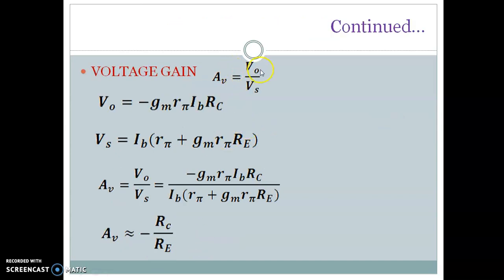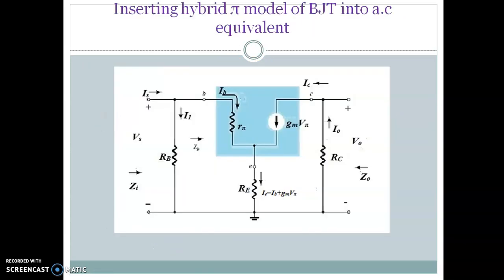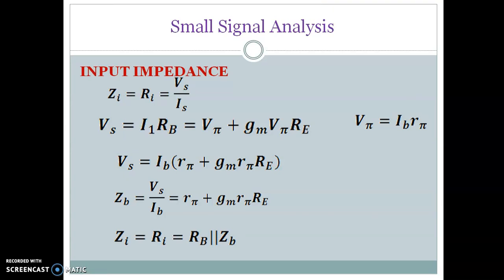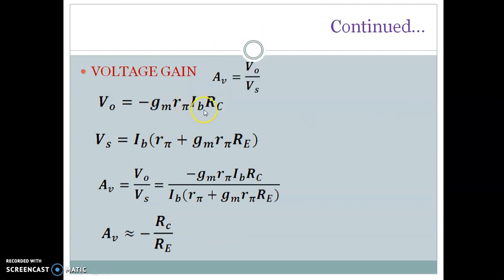The voltage gain AV is equal to V0 by Vs, and we know that V0 is nothing but the drop across your RC. The current through your RC is I0, and look at the direction of I0 as well as IC; they are opposite in nature, so we take it as minus gm V pi into RC. V pi is nothing but IB times r pi, so it becomes minus gm r pi IB RC. And Vs, we have already established, is IB times r pi plus gm r pi RE.